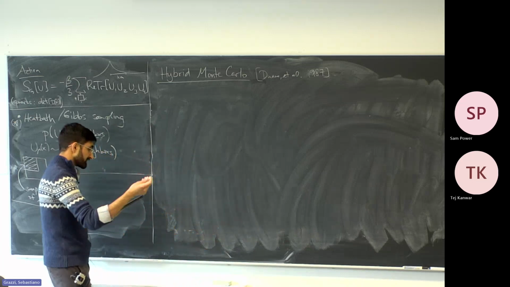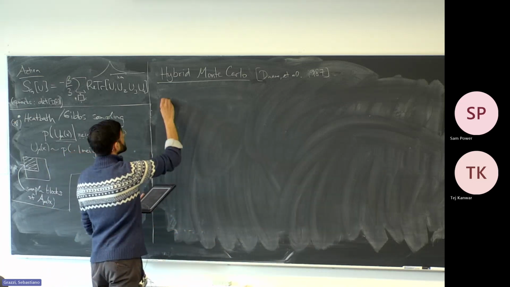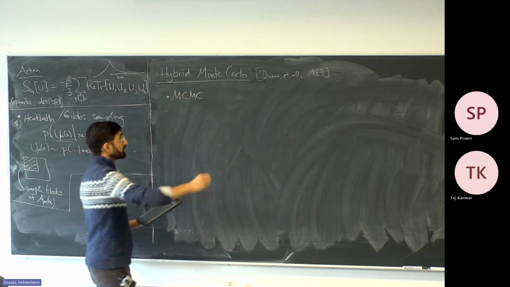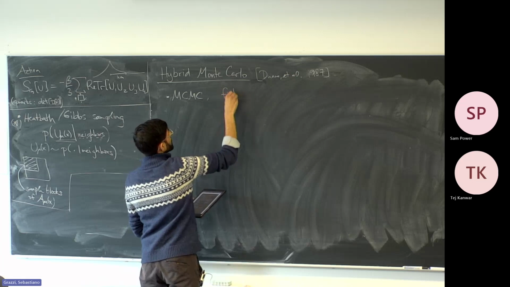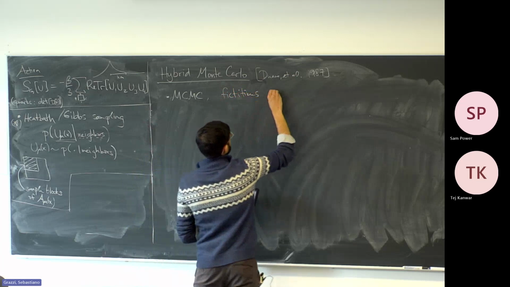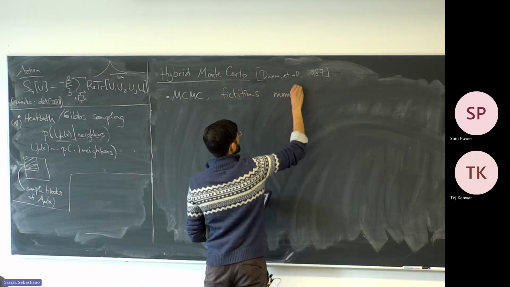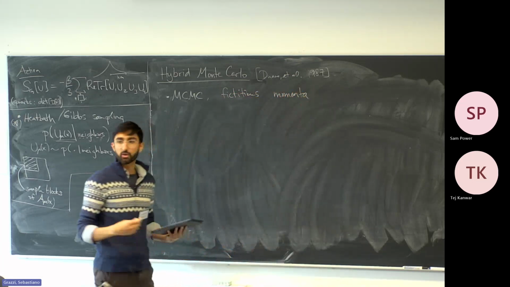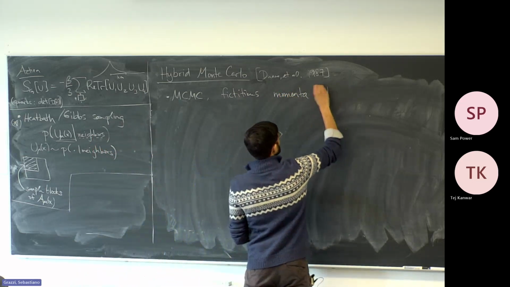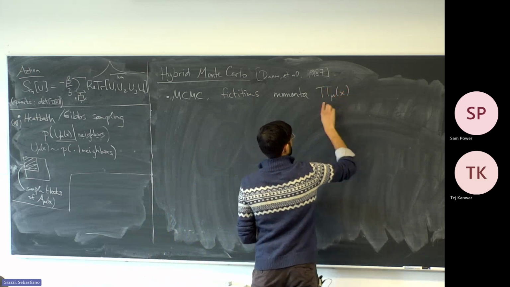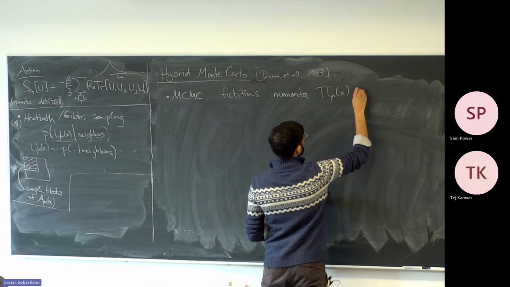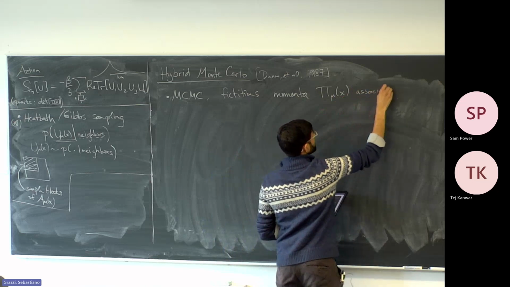OK, so how exactly does this work? Well, it's still a Markov chain Monte Carlo approach, but we introduce fictitious momenta. So this has nothing to do with physical momentum in any sense in the physical theory. It's just a variable, which I'll denote with pi sub mu x, that goes with every link u.